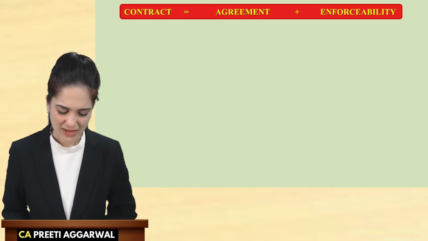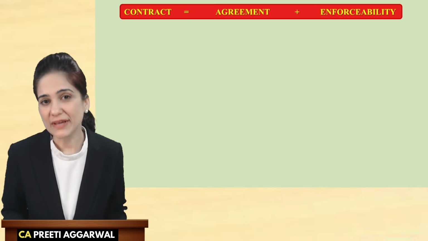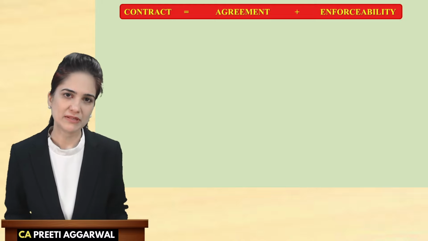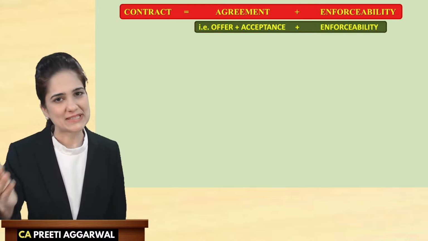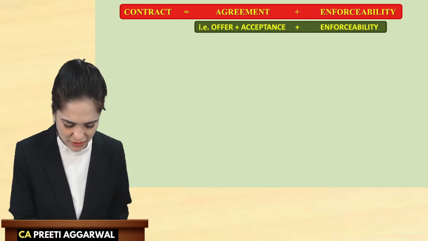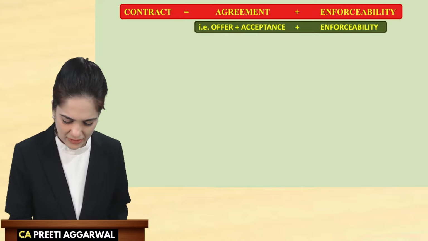What is the equation of a contract? Contract is nothing but agreement plus enforceability. What is an agreement? Offer plus acceptance. So can I say to make a valid contract, I need offer, I need acceptance.